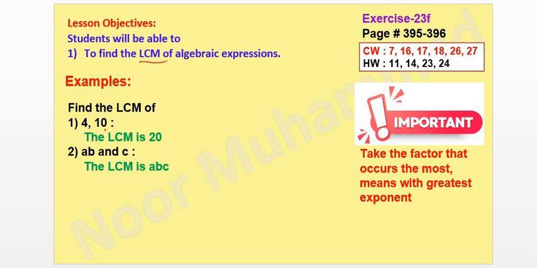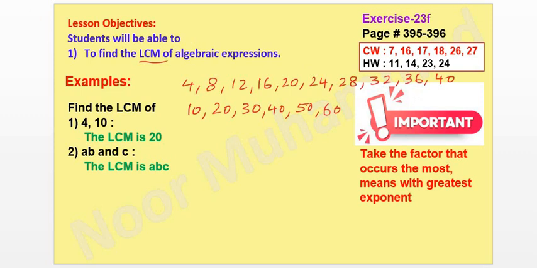For example, if I want to find the least common multiple of 4 and 10, there are two methods. The first method is you can list the multiples of 4. When I say list the multiples of 4, it means write the multiplication table of 4. So 4, 8, 12, like this you can continue. So here I have written all the multiples of 4.